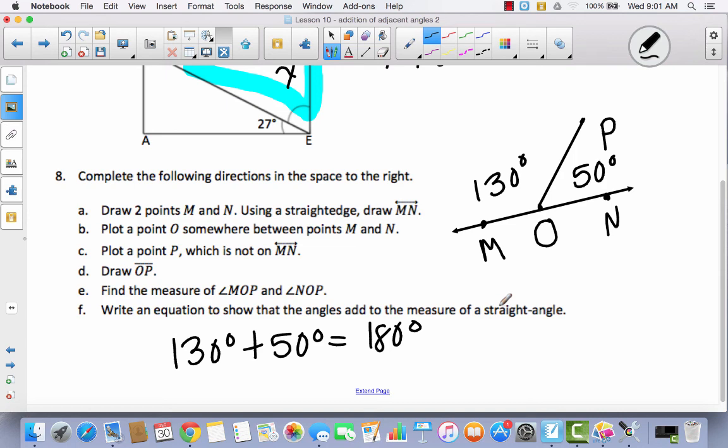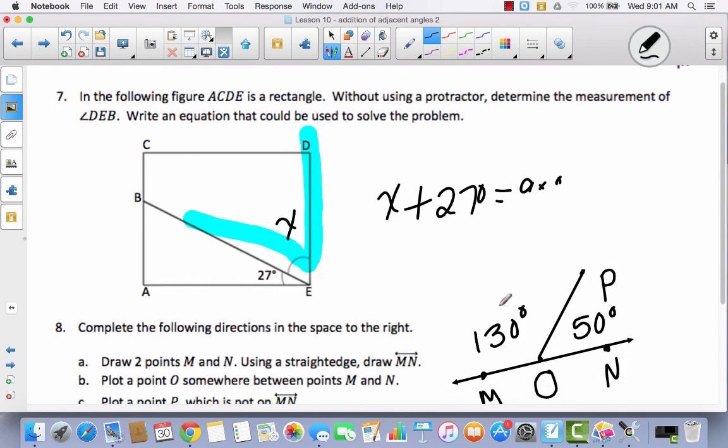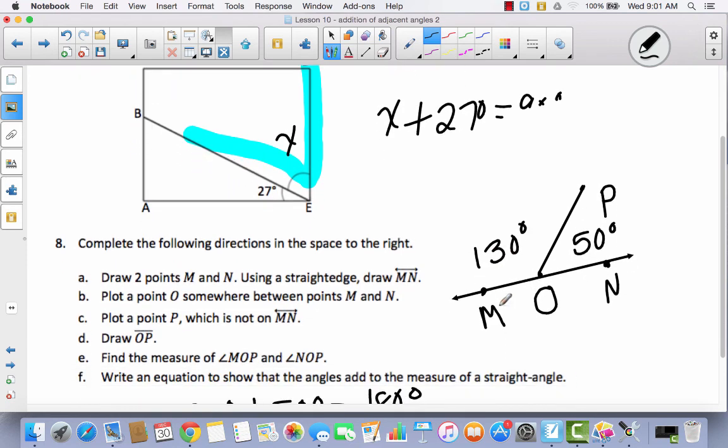Okay, so remember, today's lesson was all about finding the unknown angle, and there were two main angles that we used. We looked for straight angles because we know that the value or the measurement of a straight angle is 180 degrees, and we could use that to find the unknown angle. Or we used right angles because we know that the value of a right angle is 90 degrees. So keep those in mind when you do your exit slip today.